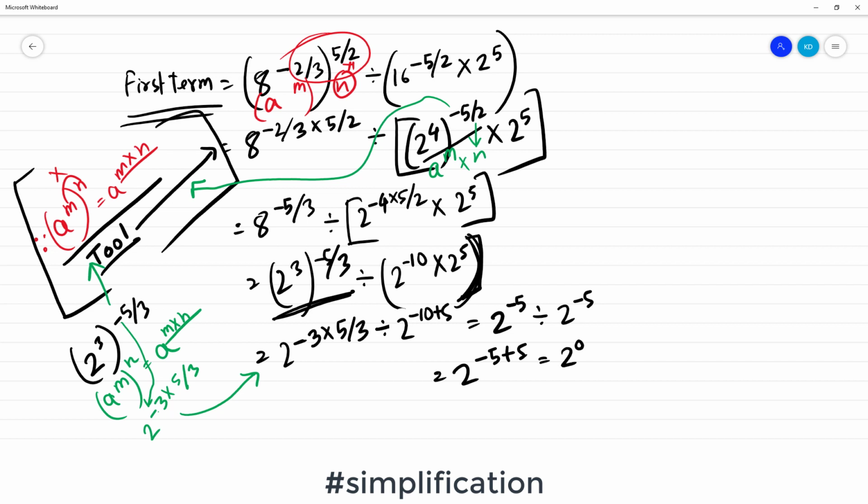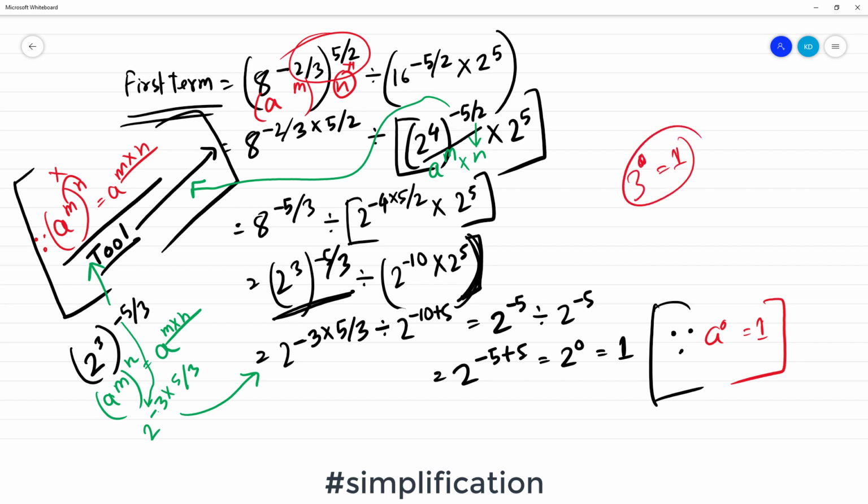Now 2 to the power 0 will get 1, because here we need a notation, and the notation is a to the power 0 is equal to 1. So a to the power 0, any kind of number which has the power 0, because 3 to the power 0 is equal to 1. Okay, so remember this, a to the power 0 is equal to 1. So I'm going to cross this one, and we get this one, this is 1.